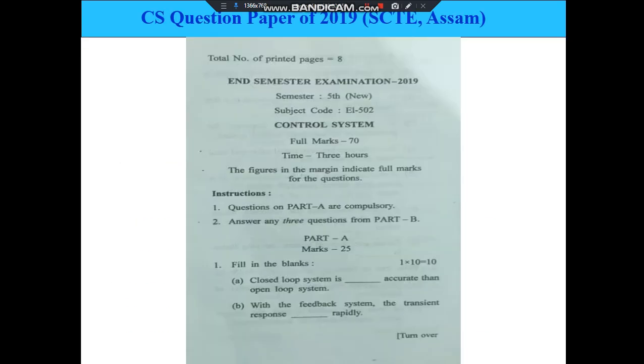So this is the question paper. It came in 2019, 5th semester, new syllabus, subject control system. Full marks is 70. There are two parts, Part A and Part B. Part A has 25 marks. Part B has 45 marks. In Part A, there are 3 questions. Question 1 is fill in the blanks, 10 questions, 1 mark each. Each question will be discussed later.